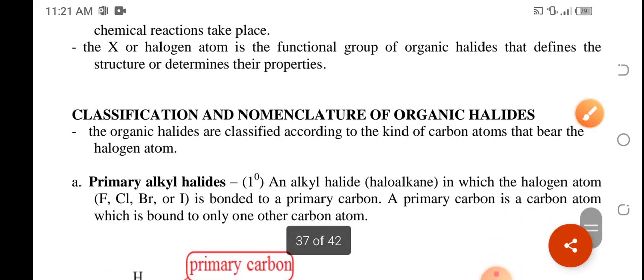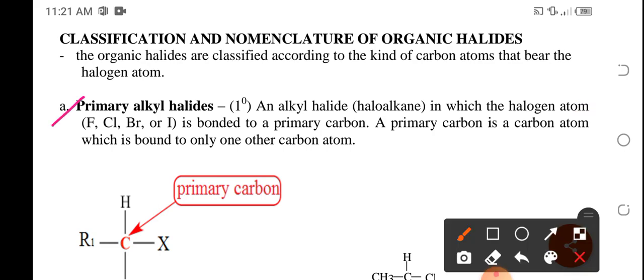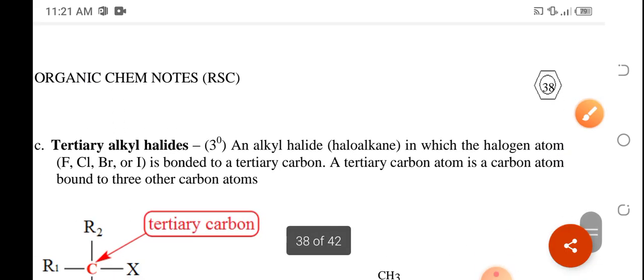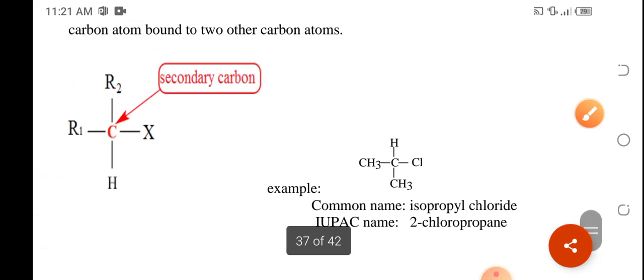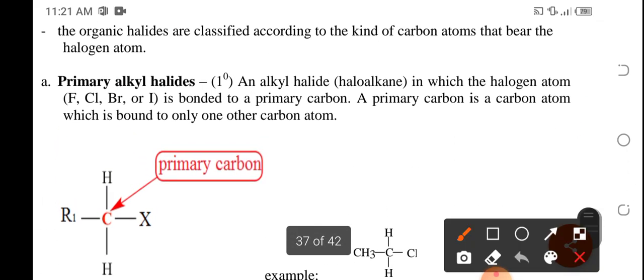For the classification, we have three: primary, okay, secondary, and the last classification is tertiary halide, tertiary alkyl halide. Okay. How are we going to classify it as primary? The structure should have a halogen being bonded to a primary carbon atom.